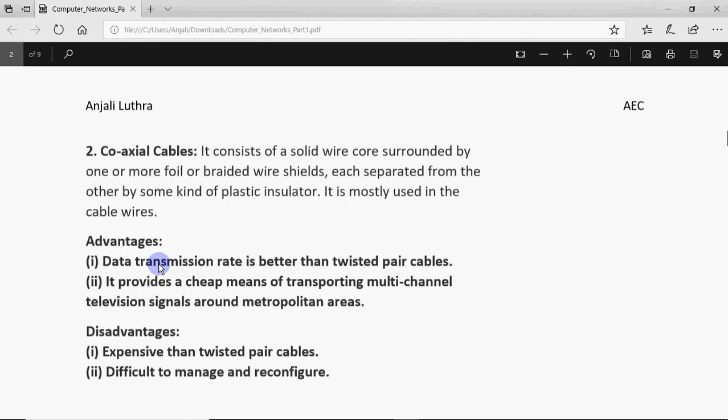So the advantage over here is data transmission rate is better than twisted pair cables. Then it is still cheap in comparison to the other medias available. Disadvantages, it's expensive in comparison to twisted pair cable and a bit difficult to manage and reconfigure in comparison to twisted pair cables.